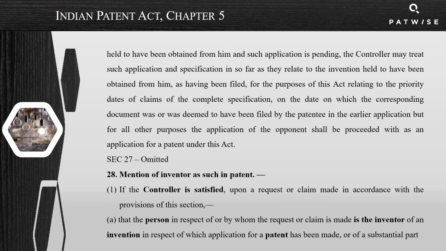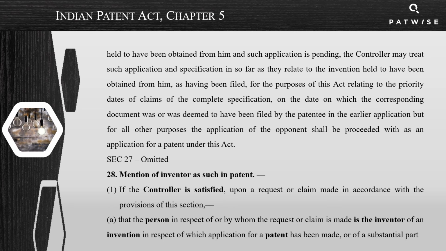The previous section talked about wrongful obtaining in terms of a patent application, wherein it can proceed in the name of the opponent, or it can be amended such that two separate applications can proceed, or the date of priority can change. Now, if it is a granted patent, what happens? Mention of inventor as such in patent.